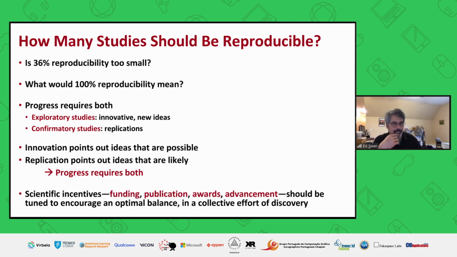Okay. The scientific incentives, funding, publications, awards, advancement, ideally should be tuned to encourage an optimal balance in a collective effort of discovery. So there is no quantitative answer to how many studies should be reproducible, but probably more than 36%.